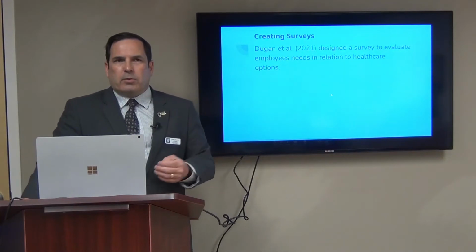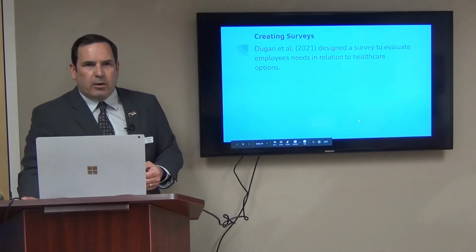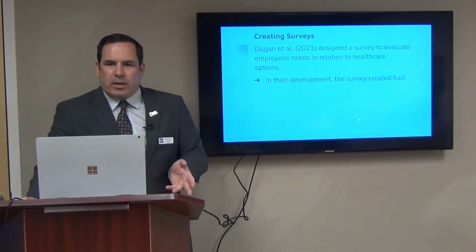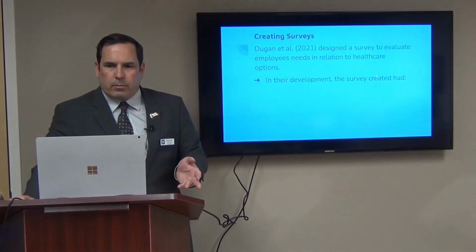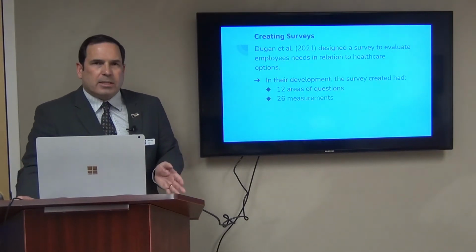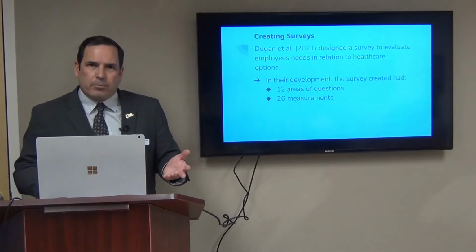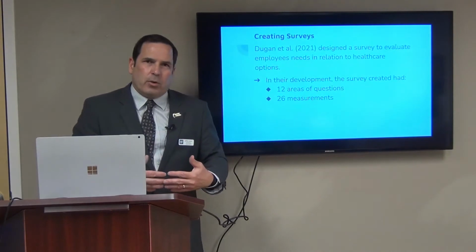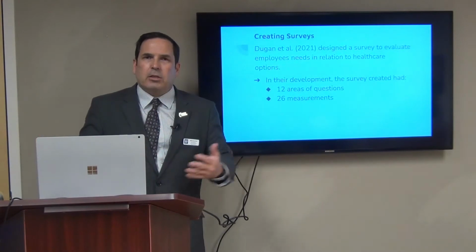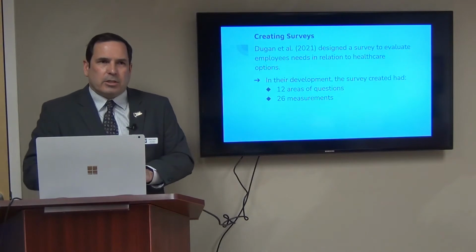Dugan et al. in 2021 designed a survey to evaluate employees' needs in relation to healthcare options. In the development of the survey they had 12 areas of questions and 26 measurements. So when you're going to create a survey, you want to think about what are the areas you're going to cover, and then you can ask more detailed questions about those areas. So not every survey is going to work for every situation. They're going to be pretty unique, but you determine what you're after and you ask those questions.